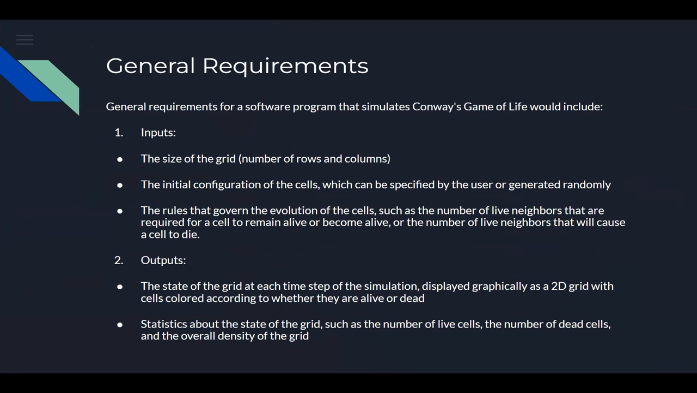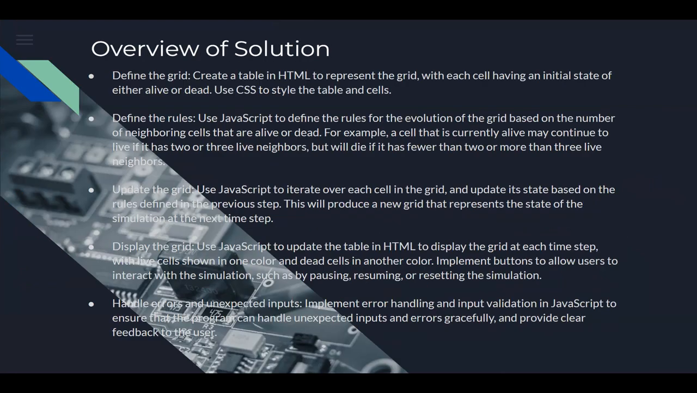Outputs: the state of the grid at each step of the simulation displayed graphically, with cells colored according to whether they are alive or dead. Statistics about the state of the grid, such as the number of live cells, the number of dead cells, and the overall density of the grid. For example, we have given population and generation.